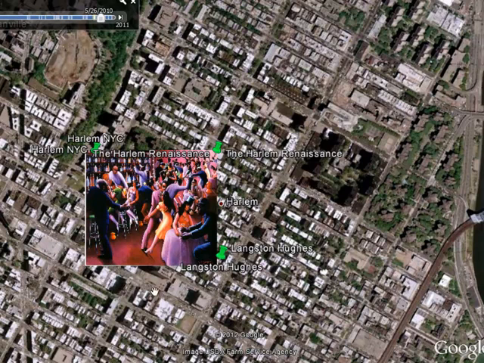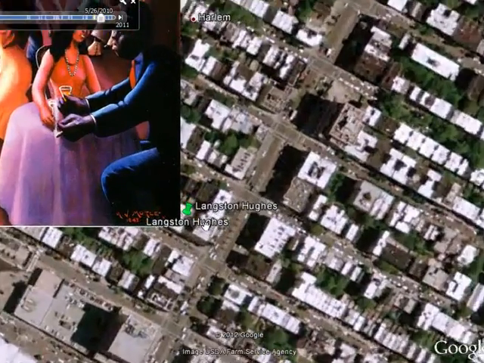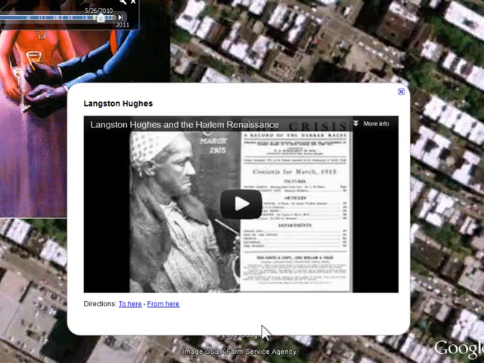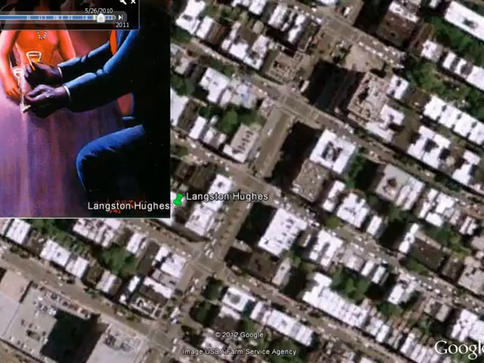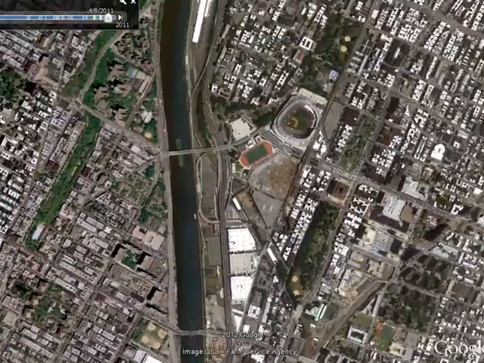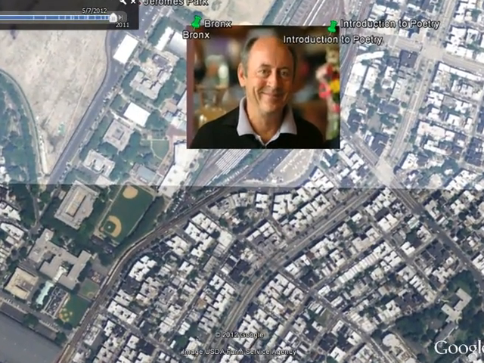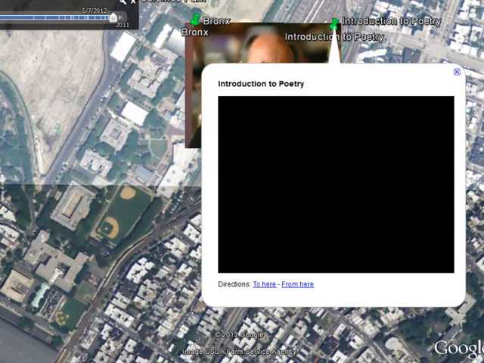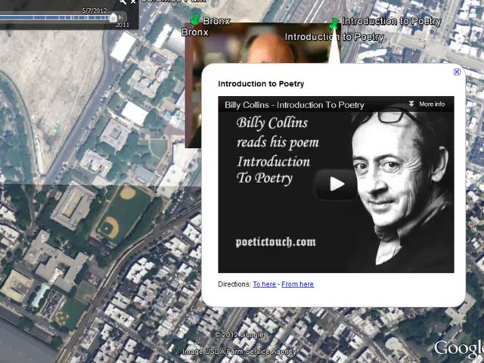If you come back, you can listen to a recording about Langston Hughes and the Harlem Renaissance. Not far from here, in the Bronx, is Lehman College, where the poet Billy Collins teaches literature. Be sure to come back to listen to him recite his own poem, Introduction to Poetry.